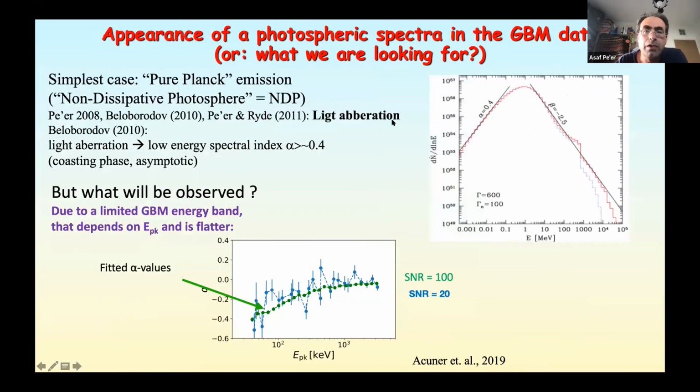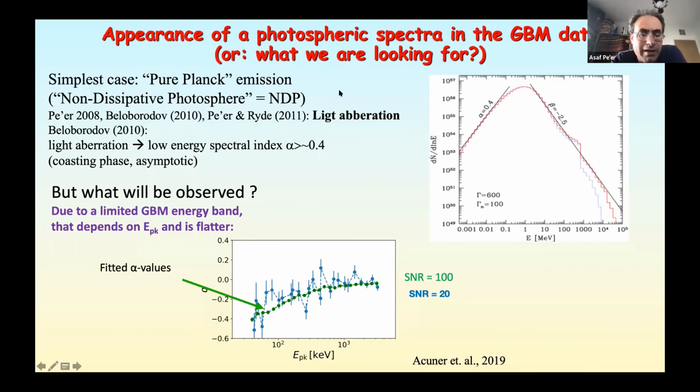Now, the next question is, okay, if we accept that there is a photosphere, then what are we actually going to see? It turns out that this is not such a trivial question to answer. The simplest case that we can think of is what's called a pure Planck. There is nothing that interferes with a pure Planck. It's what we call the non-dissipative photosphere. Other people call it NDP.